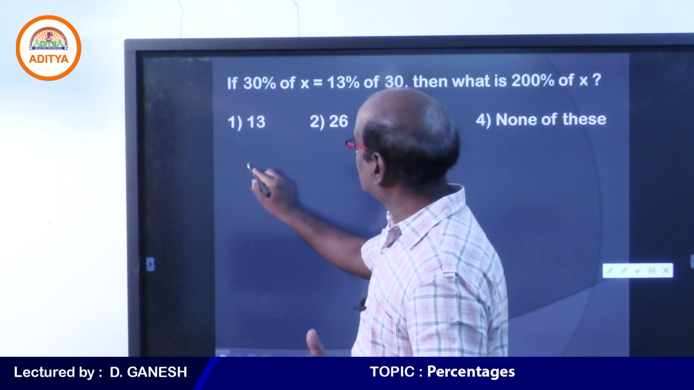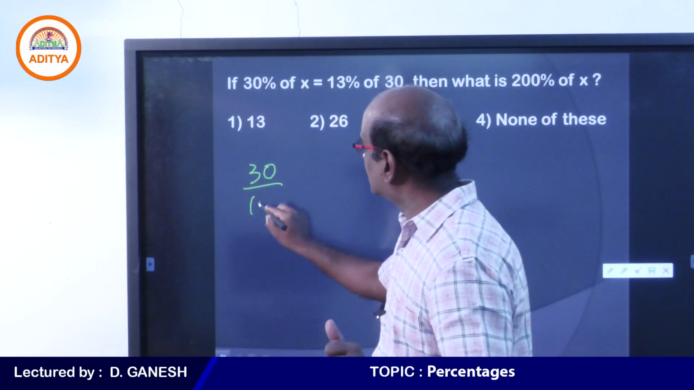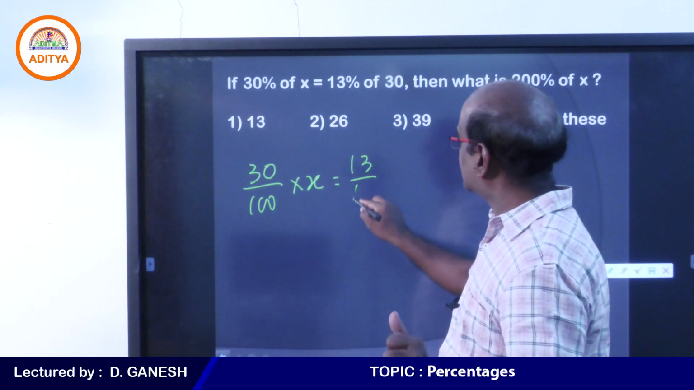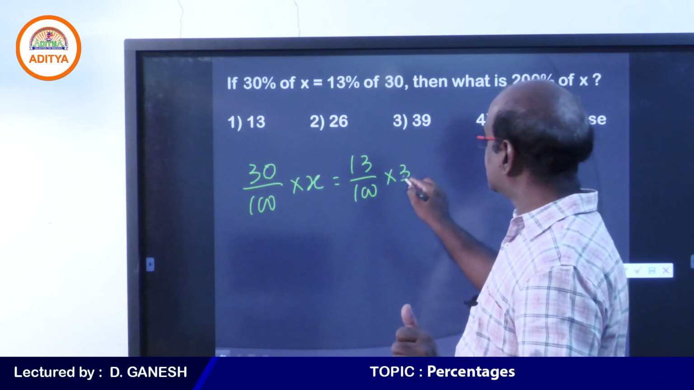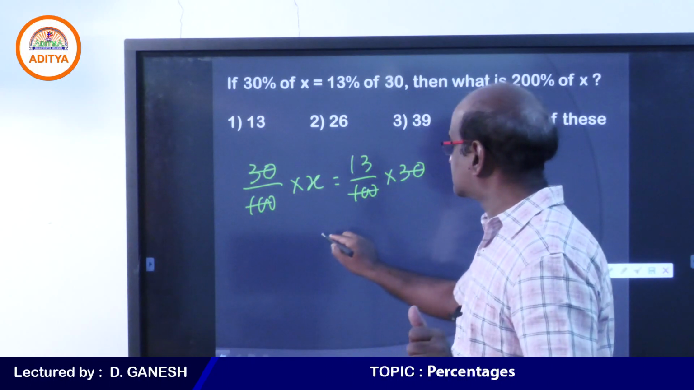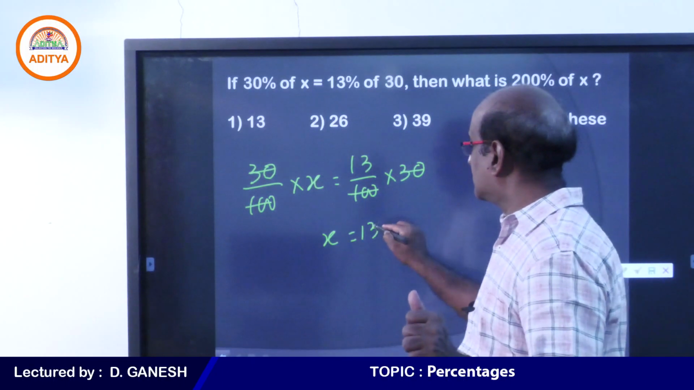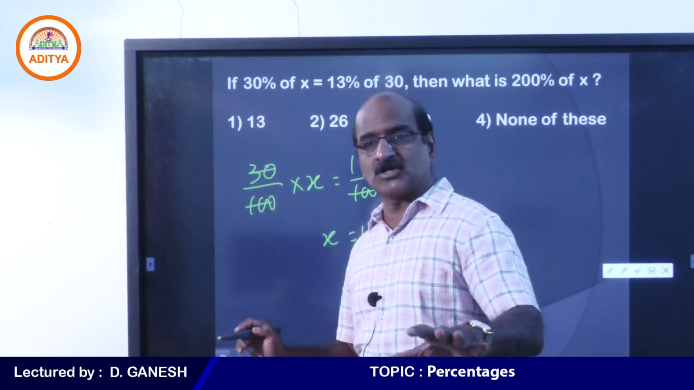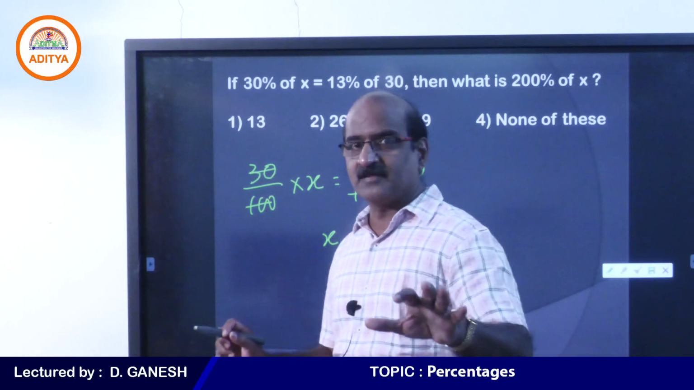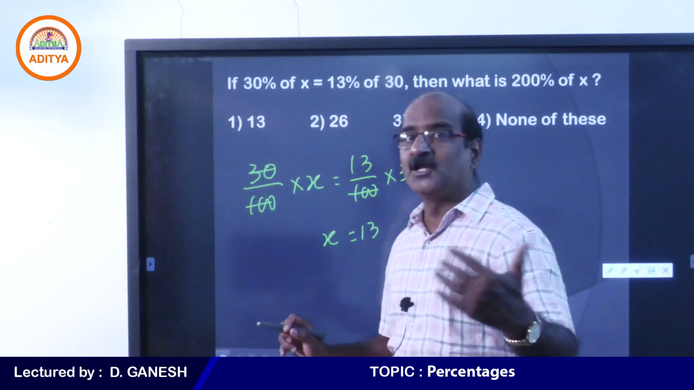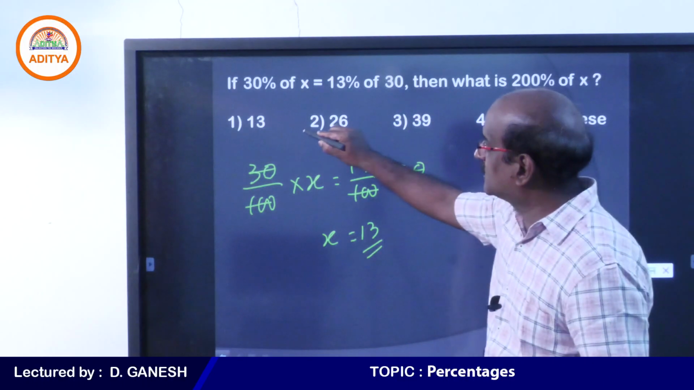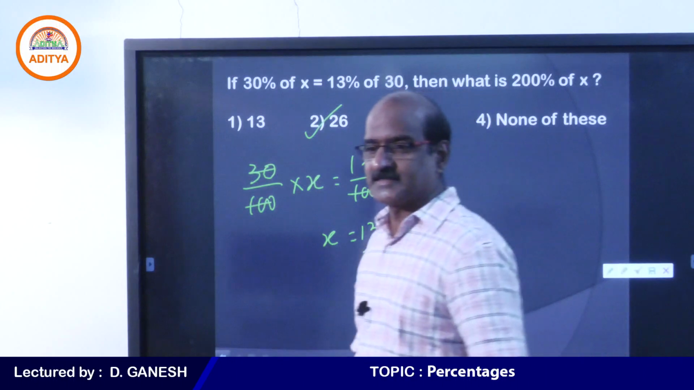So 30% of x is equal to 13% of 30. This is the question they gave to you. Yeah, 30 you can cancel, 100 you can cancel, x is equal to 13. Yeah, 13 correct. But the question is not the value of x. Exactly, my dear students, exactly. It is not the value of x, but you are asked to find 200% of x. So when x is equal to 13, 200% is 26.